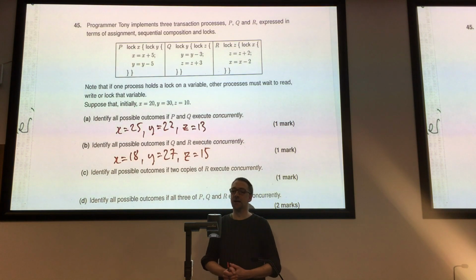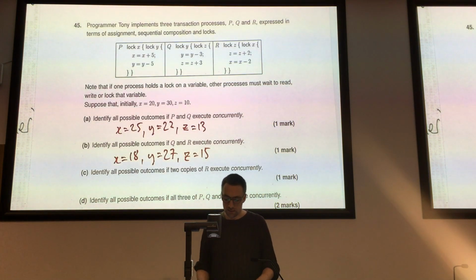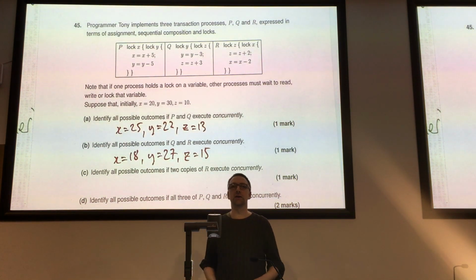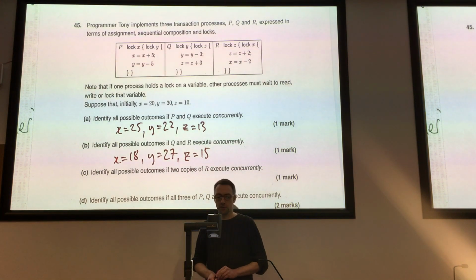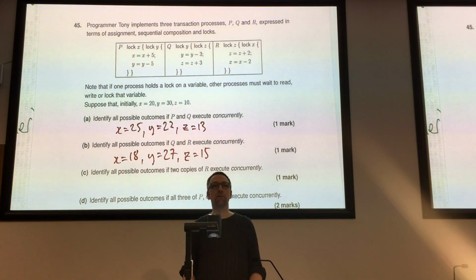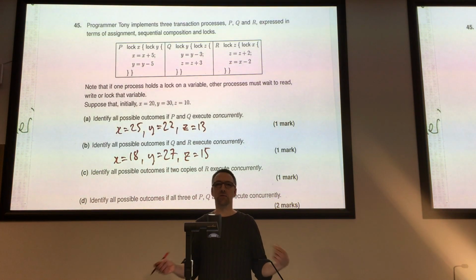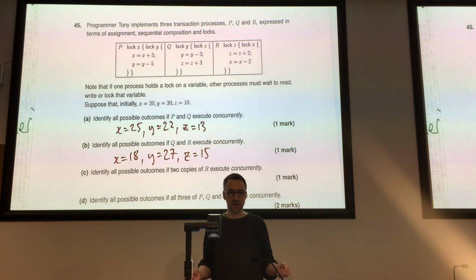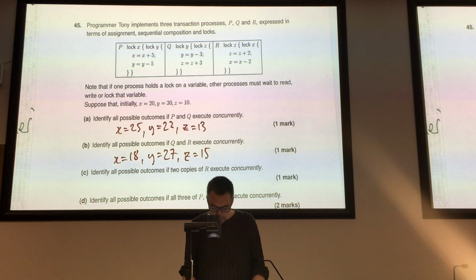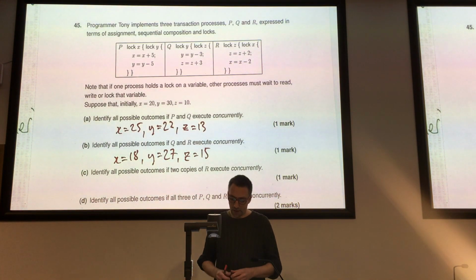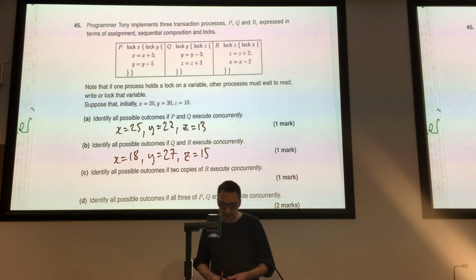Okay, same situation. Q and R have only one lock in common. Whichever one locks Z first will go first, will do its transaction first, and it doesn't matter which way around they happen. There's no danger of getting stuck. Okay, fine. How about part C?